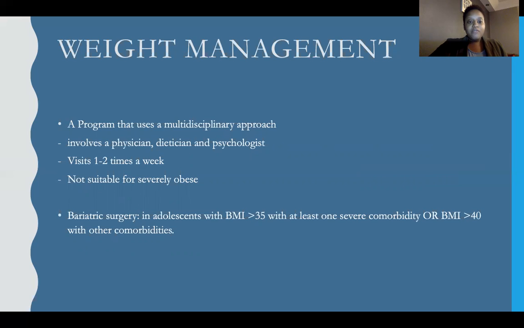Bariatric surgery, however, can be utilized more so in adolescents with a BMI of more than 35 who have at least one severe comorbidity, or a BMI more than 40 with other comorbidities.